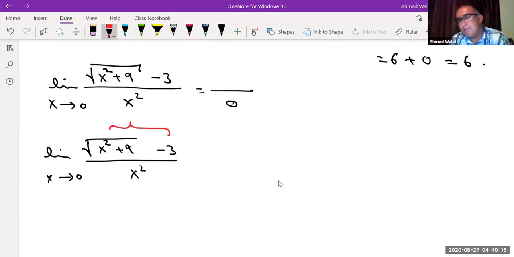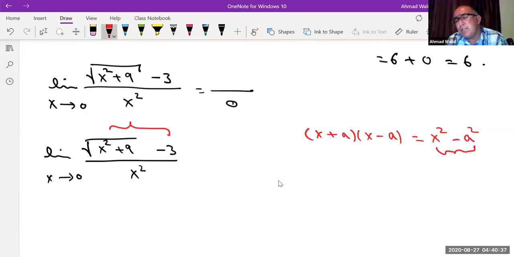What is a conjugate? I'll give you a little bit of algebra. Remember the day that you multiplied these two parentheses, x plus a times x minus a? It gives you x squared minus a squared. The right side, your professor explained as a difference of squares. The left side, we call these two conjugates. x plus a is the conjugate of x minus a, and x minus a is the conjugate of x plus a.